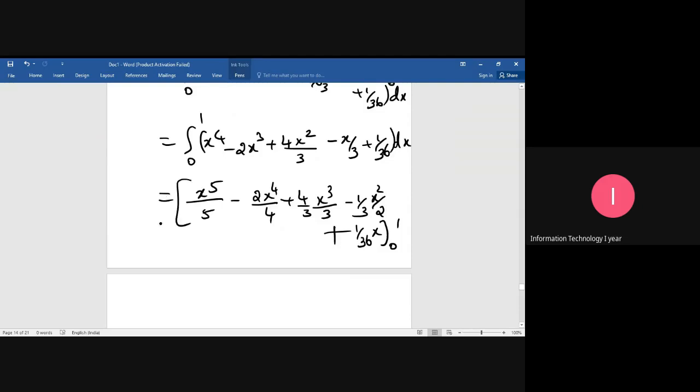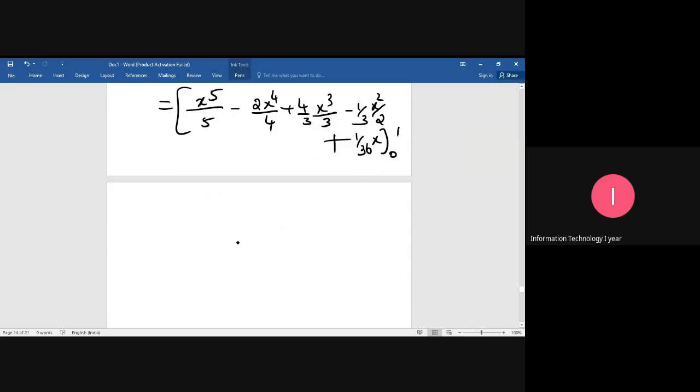Applying the limit now, we get the answer for norm W3 square. So this is equal to, put x equal to 1. So 1 by 5 minus, cancelling that, 1 by 2. Then plus 4 by 9, plus 4 by 9 minus 1 by 6. So substituting x equal to 1, we get the same value, 1 by 36. Then for the lower limit, applying x equal to 0, the first term becomes 0. The second term, third term, all the values are 0.